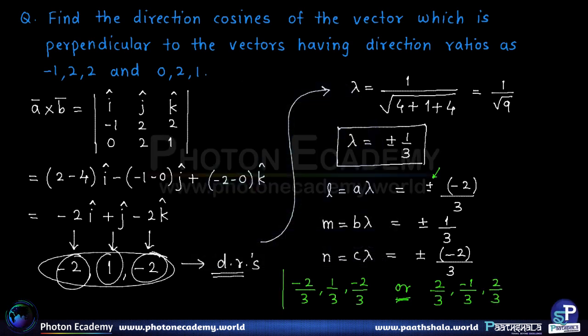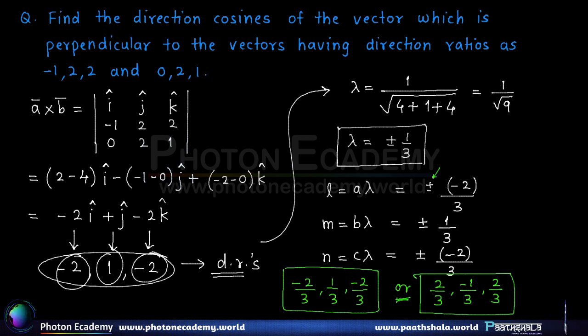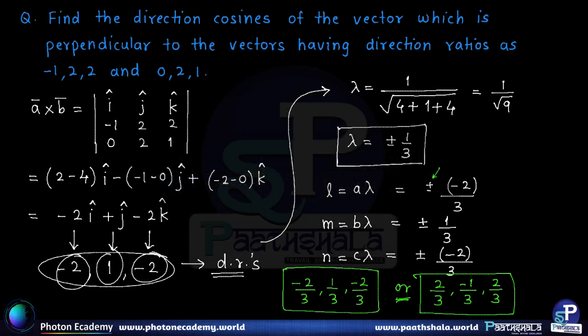So therefore these are the direction cosines of the required line. Basically we get two pairs, the two opposite values, because they indicate two opposite directions of the same line. Let's go ahead to another important type of question.